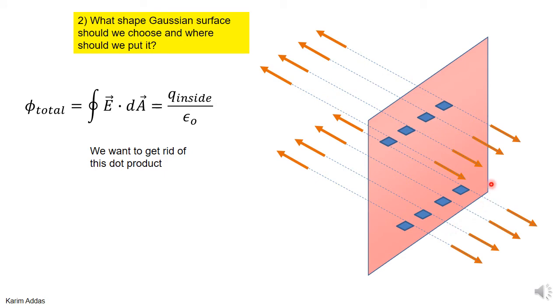So this is the picture we have. You have the electric field on this side pointing this way, and on this side it's pointing this way, assuming in this problem that the sheet is positively charged, for instance. So what shape Gaussian surface would you choose, and where would you put it? Remember, the choice of the Gaussian surface is based on trying to get rid of this dot product. Think about it a little bit and then continue.